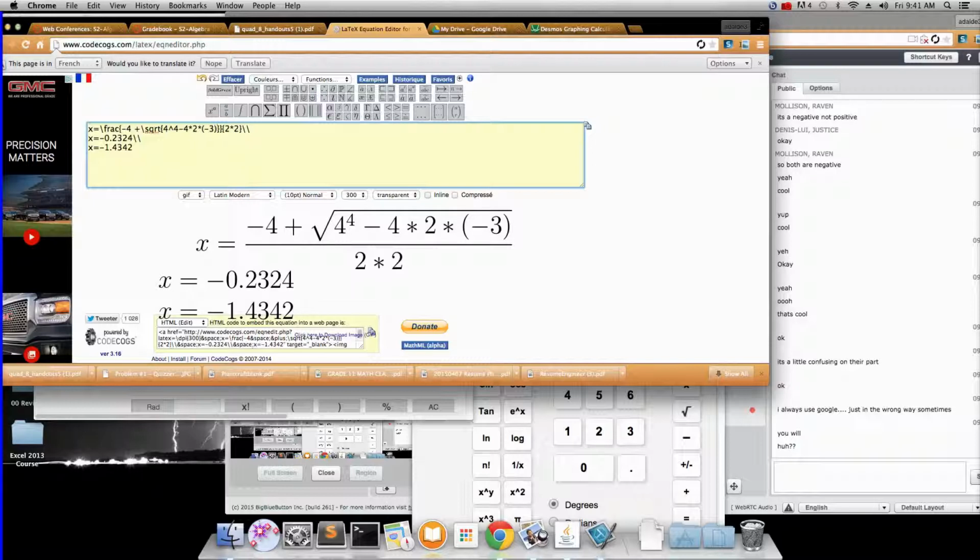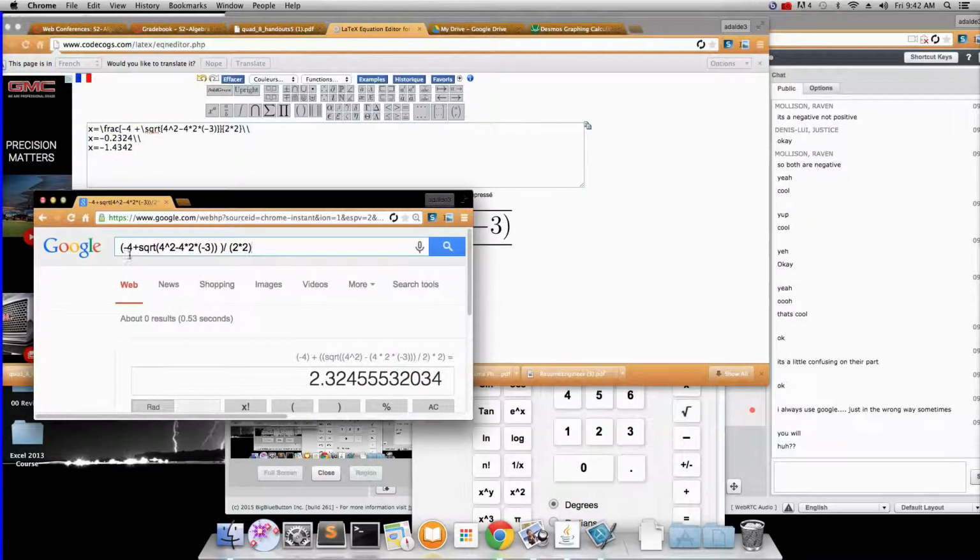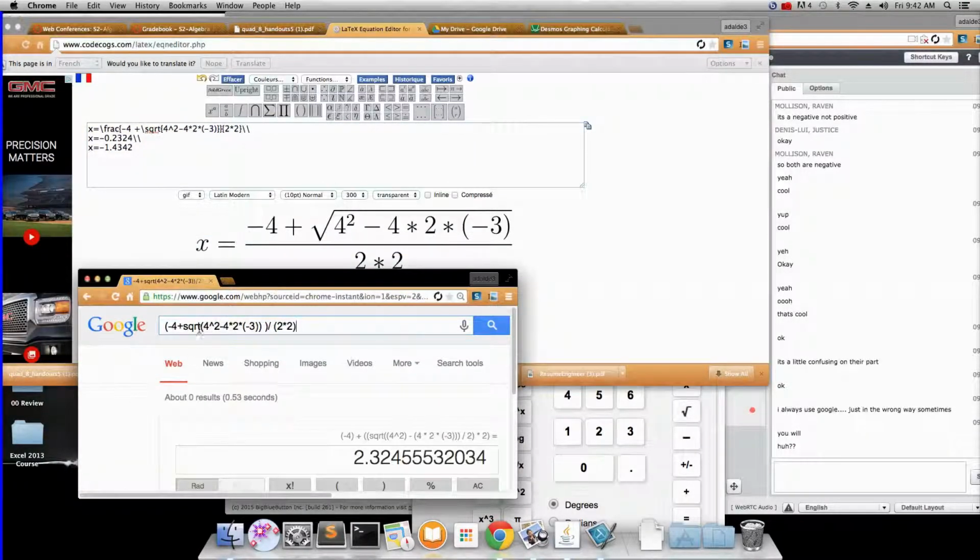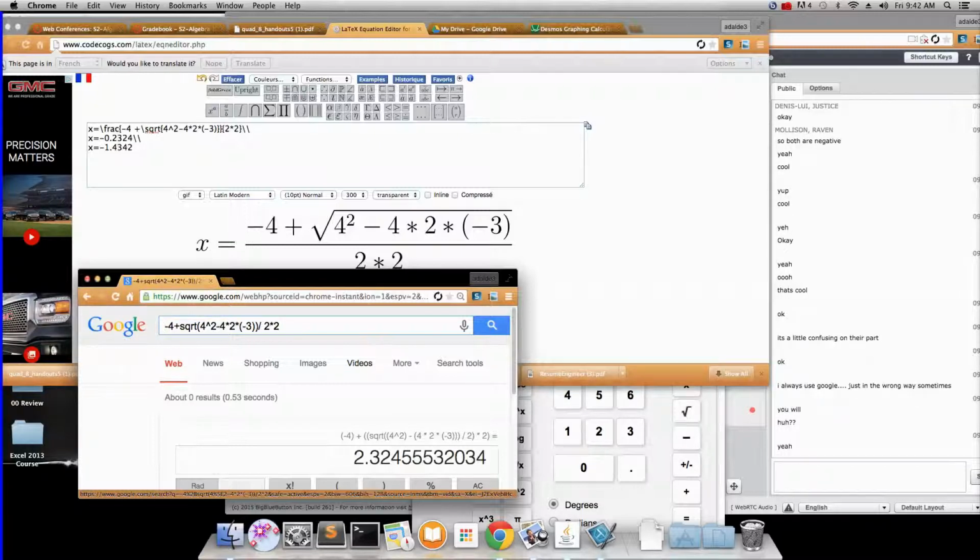This is what I thought I plugged into my calculator. I'm sorry, oops, it's not 4 to the 4th power, it would be 4 squared. Right? If I look over here, this is what I thought I plugged in. Negative 4 plus the square root of 4 squared minus 4ac divided by 2a. Okay? And I didn't put any parentheses in there. I just did this. Does that make sense? Here's what I actually did put in.